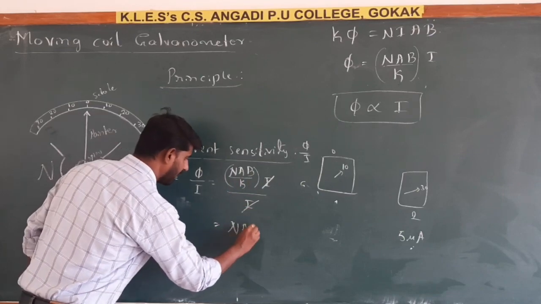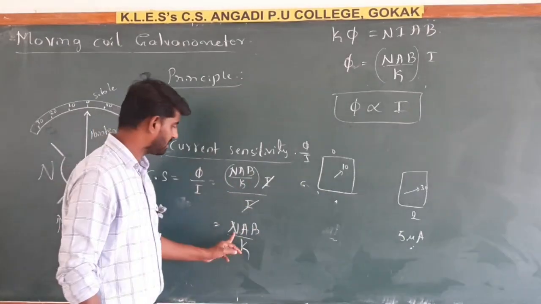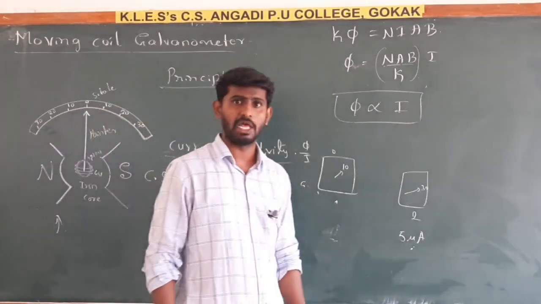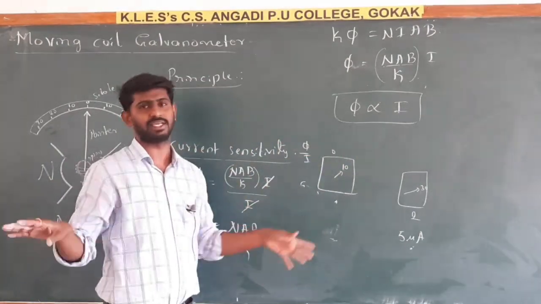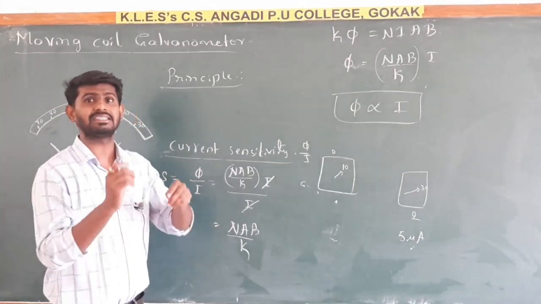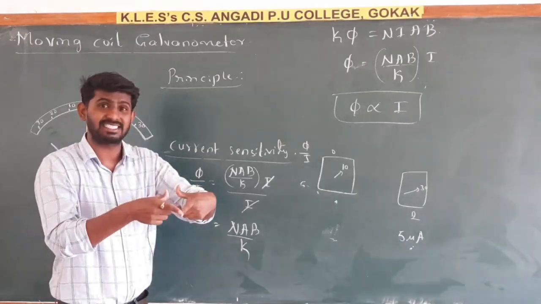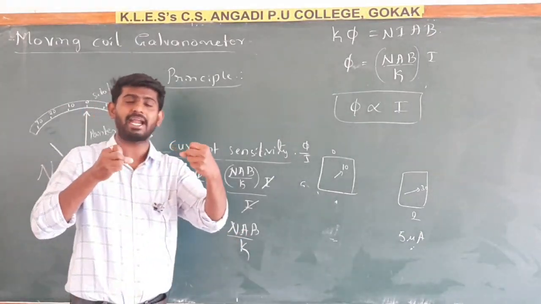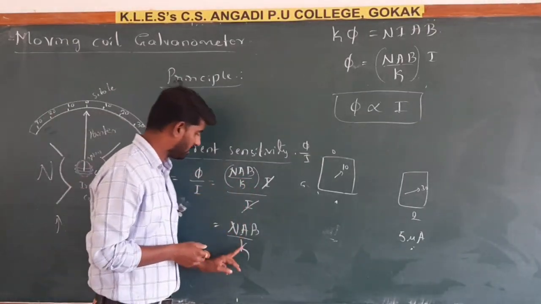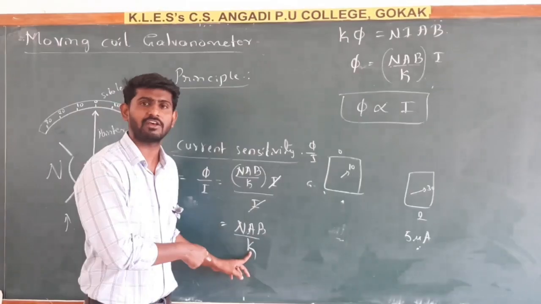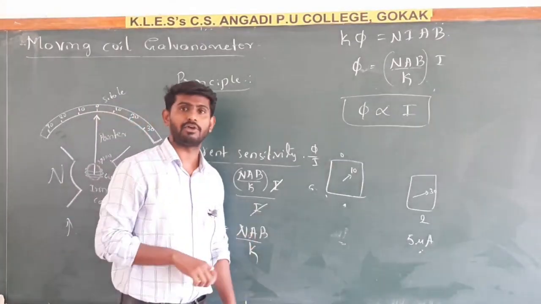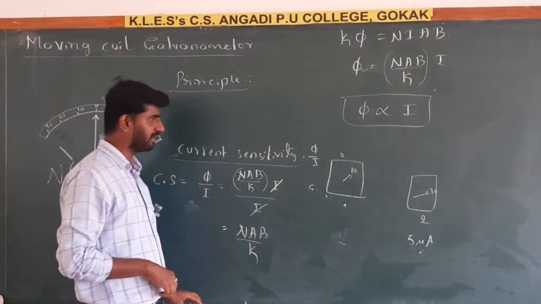So now this is N A B divided by K. N is constant, A constant, B constant, K constant. Then you can say the current sensitivity is a constant for a given galvanometer. Once you consider the galvanometer, its current sensitivity is fixed. Because once you construct the galvanometer, you can't alter its number of turns, you can't alter its size, which is called area, you can't alter the magnetic field between those two poles which are kept there. Then you can't vary the spring constant of the spring which you used with that ferromagnetic material. So that's why the sensitivity of a galvanometer is constant.